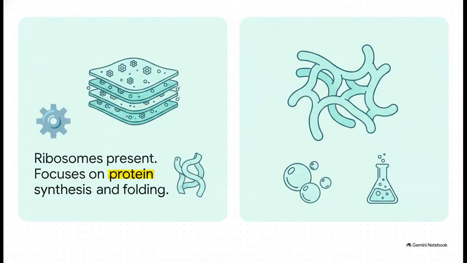And this factory is fundamentally divided into 2 major regions that, despite being connected to each other, have very different structures and jobs. On one side, we have the rough ER. It gets its name because its surface is just studded with ribosomes, which handle all the heavy lifting of protein building and folding. On the other side, we have the smooth ER. No ribosomes here, which gives it a sleek appearance, and it basically serves as a highly specialized chemical processing hub, entirely focused on lipid synthesis and detoxification.